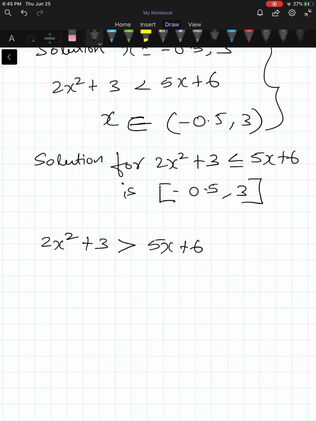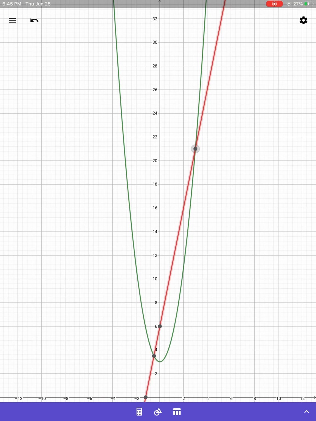So going back to the graph, here you can see your red line after the intersection point 3 comma 21. So it is below the green line, right? So that means the green line is taking higher values after this particular intersecting point, as well as the point before the intersection, that is 0.5 comma 3.5.